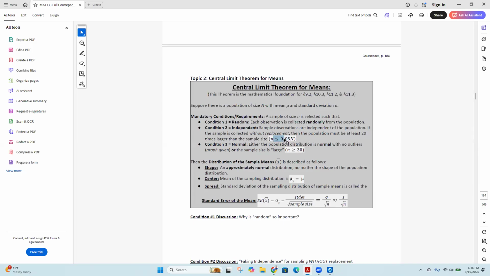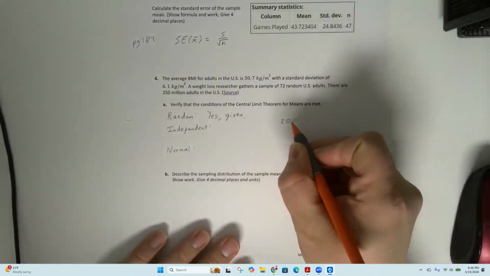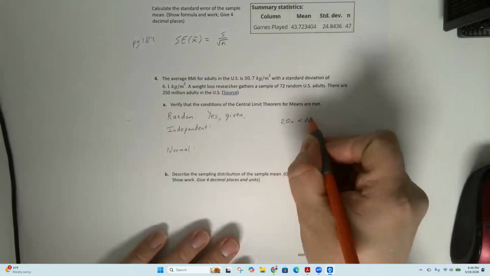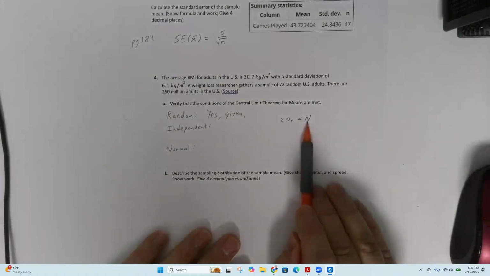Now, if you multiply both sides of this inequality by 20, you get 20n is less than 20 times 5%. 5% of 20 is 1. So you get 1 times the population size. So it's easier to do it this way. The population must be at least 20 times larger than the sample size. So the formula that I'm going to write for independent is 20n is less than N. 20 times the sample size is less than the population size. Okay.